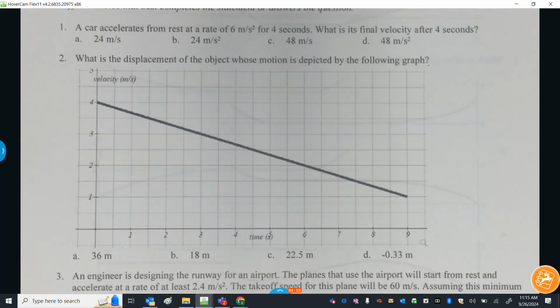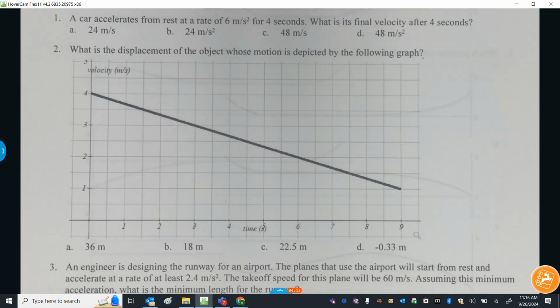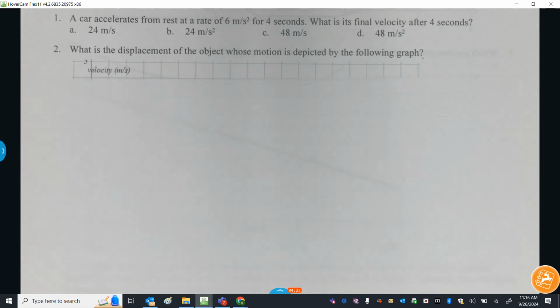Number 1 on Form A is this question right here. It says a car accelerates from rest at a rate of 6 meters per second squared for 4 seconds. What is its final velocity after 4 seconds? This is obviously a calculation problem. And so we are going to want to start with all of our calculation problems by labeling the information that we've been given in the question so that we can go through that GUESS method, that process of solving these problems. So that's what we're going to do.